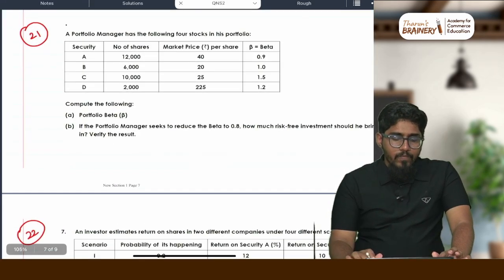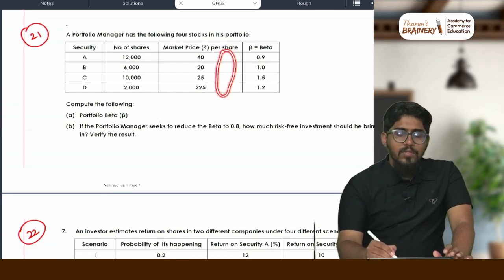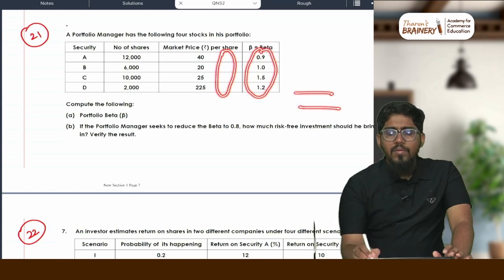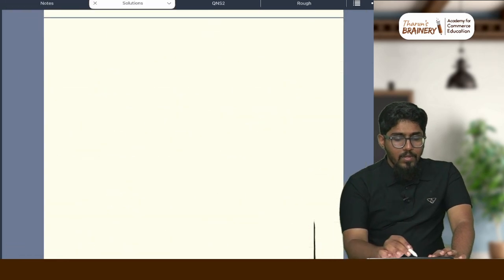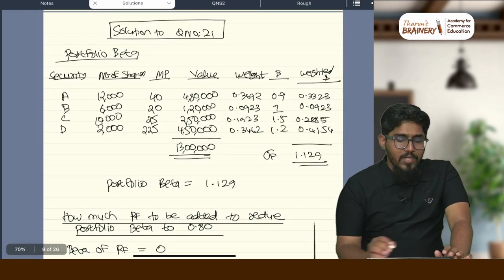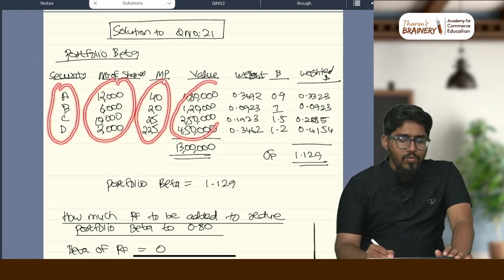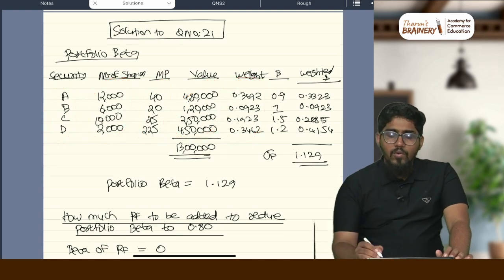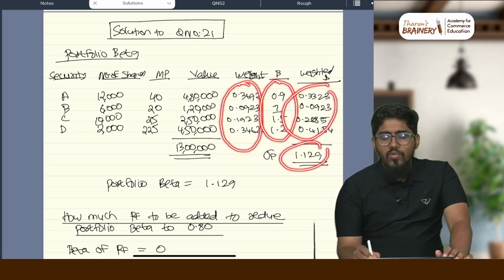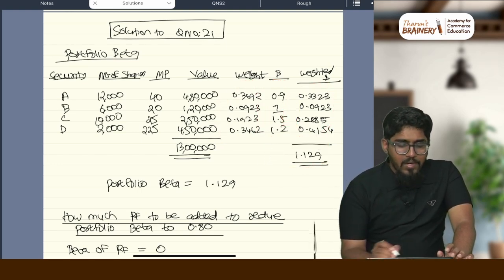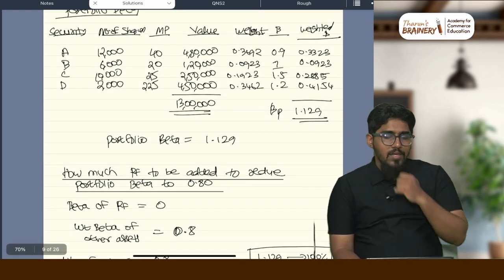Question number 21. Calculate the portfolio beta. It is nothing but find out the weight and then multiply it by beta to find out the portfolio beta. Clarity. Sir, how to calculate the portfolio beta? Security A, B, C, D, number of shares, market price, find out the value. Using the value, find out the weight. You know the weight, you know the beta, multiply, you will get weighted beta, add, you will get the portfolio beta. Small mistake, this is not standard deviation, this is portfolio beta.